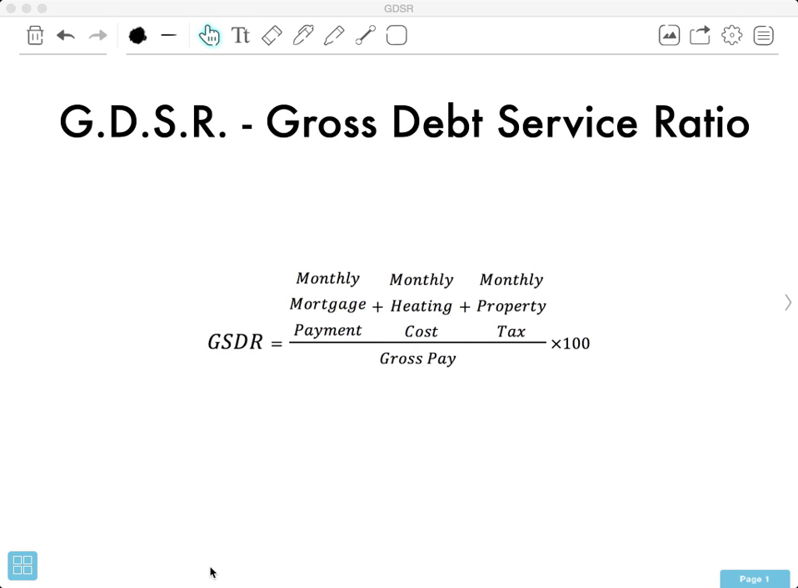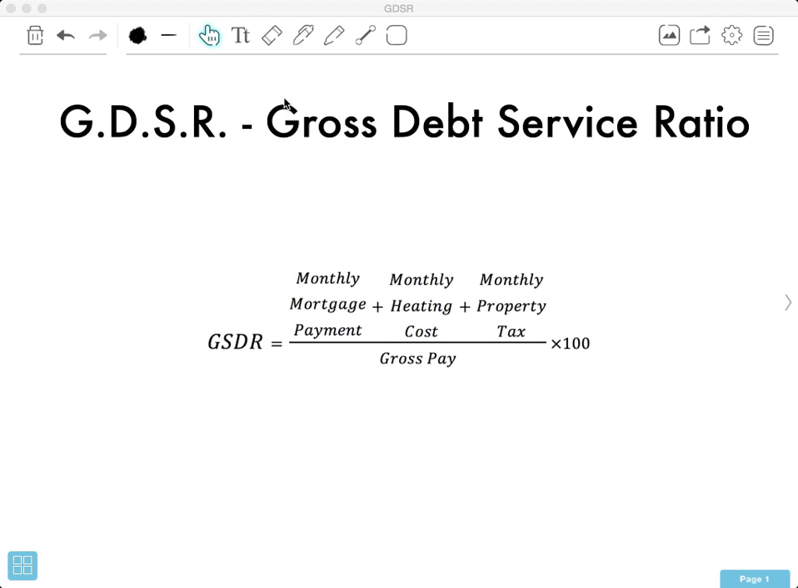Today we're going to talk about the gross debt service ratio. This is how banks and other lending institutions can determine whether or not you can actually afford the house that you want to buy. They want to make sure that you can pay back the mortgage payment every month so that they don't have to foreclose on the house because they end up losing money in that process.